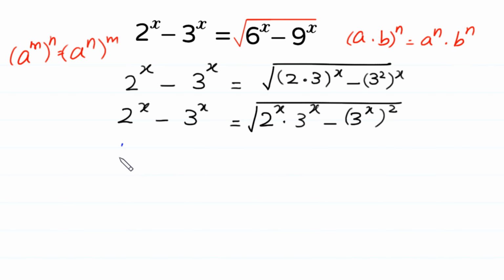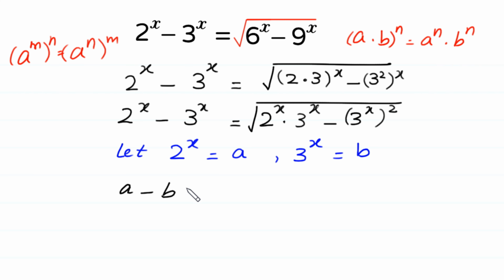So we suppose that 2 to the power x is equal to a and 3 to the power x is equal to b, and we substitute these values in this equation. Then this equation becomes a minus b is equal to square root of a times b minus b square, and we take square of both sides.